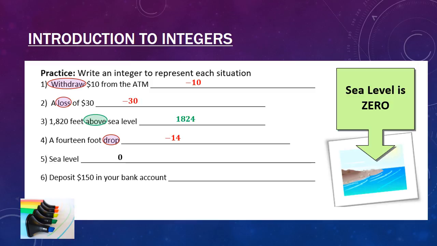The last one, I deposit $150 in my bank account. If I'm putting money into my bank account, it goes up, which is a positive. So deposit means a positive integer, so my integer would be 150.